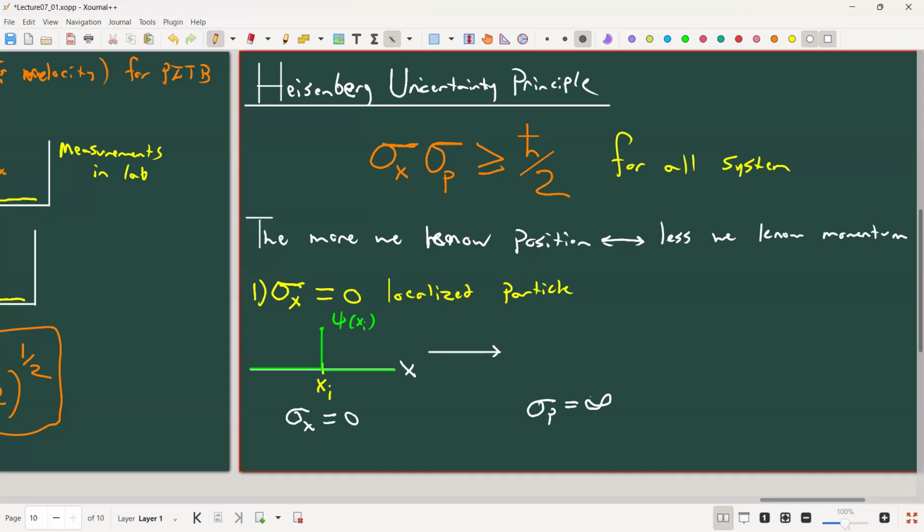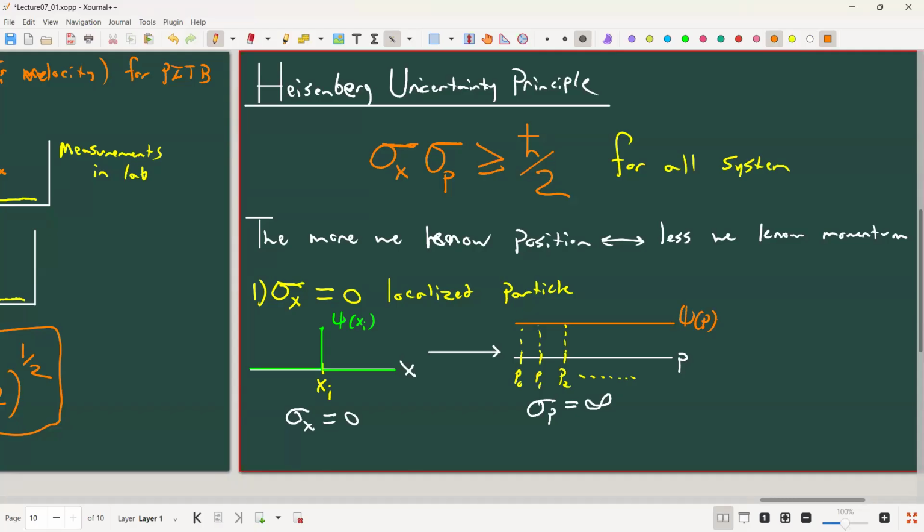Okay, so what would that look like on a momentum plot? Well, on a momentum plot, we have a bunch of momenta, P0, P1, P2, and so on. Every single one of them is equally likely. So our wave function in terms of P is just a straight line. So we know nothing about its momentum if we have an exact position.